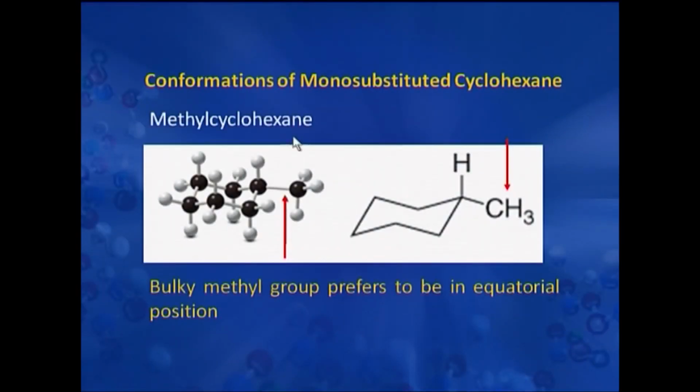Now, if we have some substitution on cyclohexane, then what will happen? Let us take the example of methyl cyclohexane. In methyl cyclohexane, this methyl group can replace a hydrogen which was earlier axial or which was earlier equatorial. When this is replacing hydrogen at equatorial position, meaning it is equatorial methyl cyclohexane, it is slightly more stable in comparison to when methyl occupies the axial position even in chair conformation.